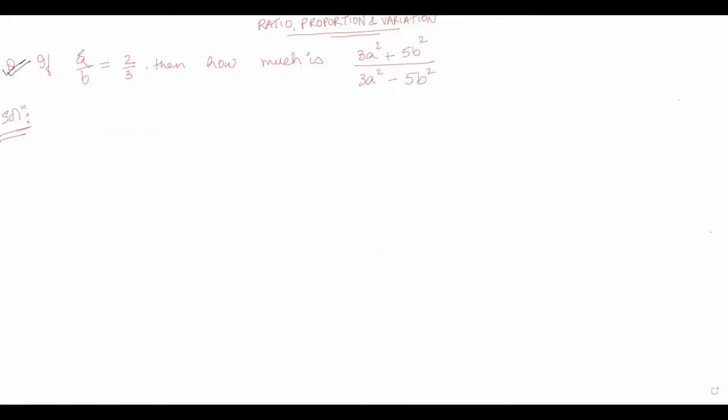Okay, so now let us see this question. If the ratio A by B is given to be 2 by 3, then how much is 3A square plus 5B square upon 3A square minus 5B square? Okay, so let us try to solve this question.